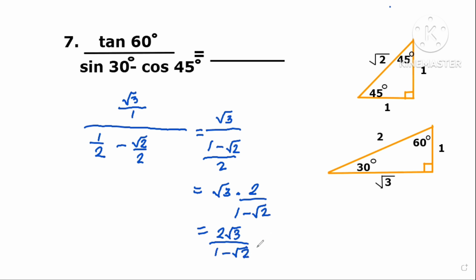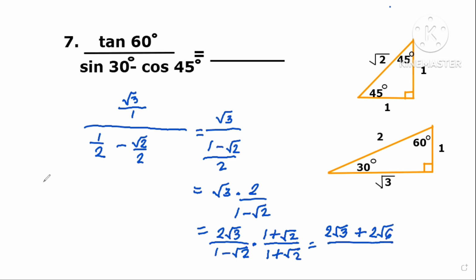And then we rationalize, no? We multiply it by the conjugate of the denominator. 1 plus square root of 2 over 1 plus square root of 2. So, what do we do with the numerator? I-distribute po natin yan. 2 square root of 3 times 1 is 2 square root of 3. 2 square root of 3 times square root of 2 is 2 square root of 6, no? So, plus 2 square root of 6 over, this is product of sum and difference.